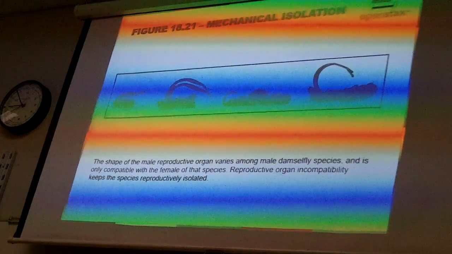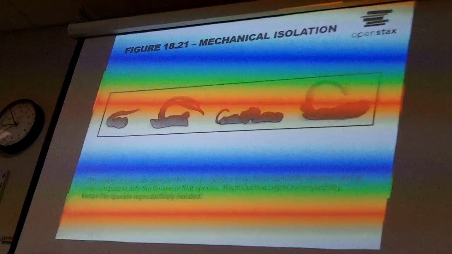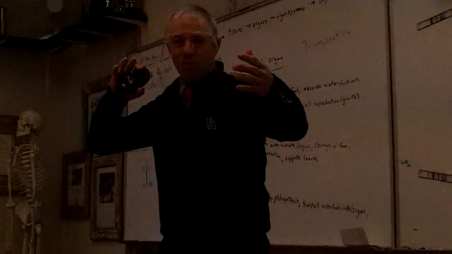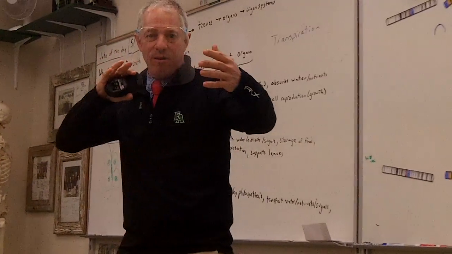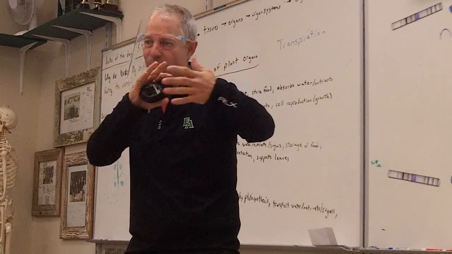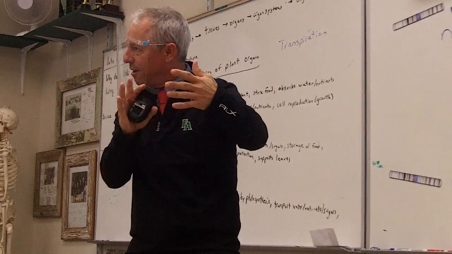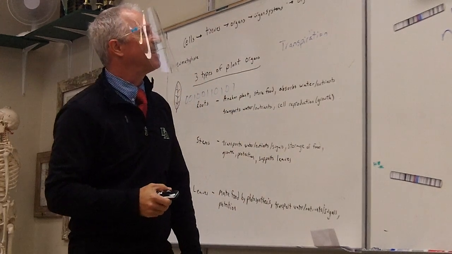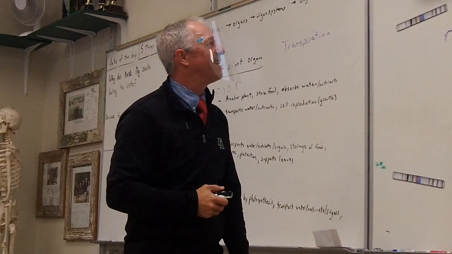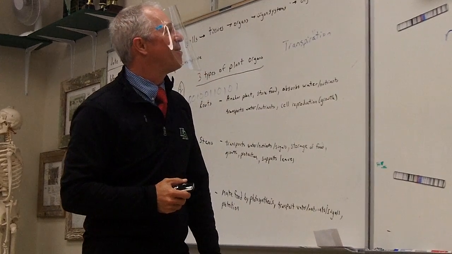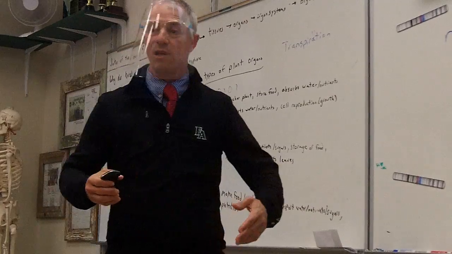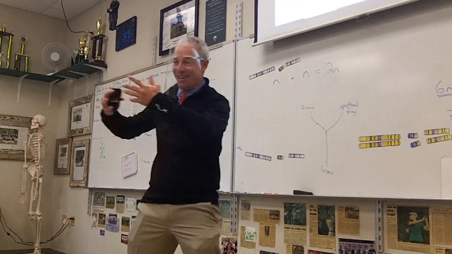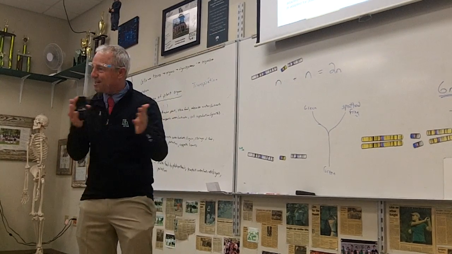We call that mechanical isolation, where mechanically the round peg doesn't fit into the square hole. You know what I'm saying? Mechanical isolation. So that can happen. Organisms might try to mate, but it won't fit, so they don't mate. And they only can mate with the ones that fit, and it keeps the species separate.